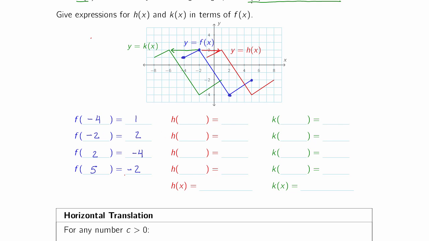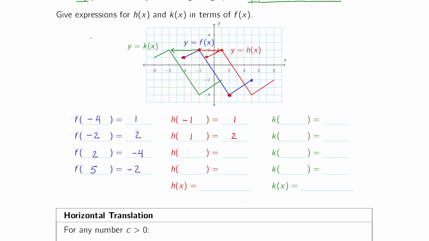Let's look at what happens to each of these points when we translate 3 units to the right to get h. We have (-4, 1) on the graph of f. Translate that 3 units to the right, and we have (-1, 1) on the graph of h. So h of -1 is 1. We had (-2, 2) on the graph of f. Translate that 3 units to the right, and we have (1, 2) on the graph of h. So h of 1 is 2.